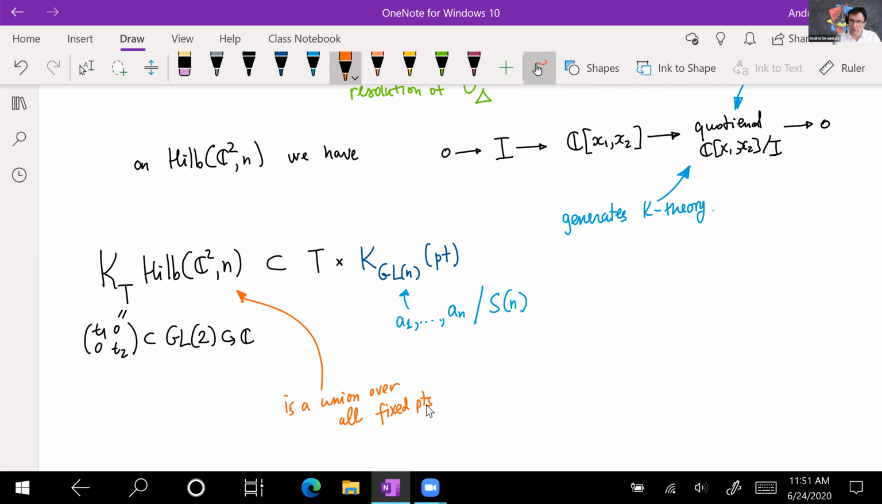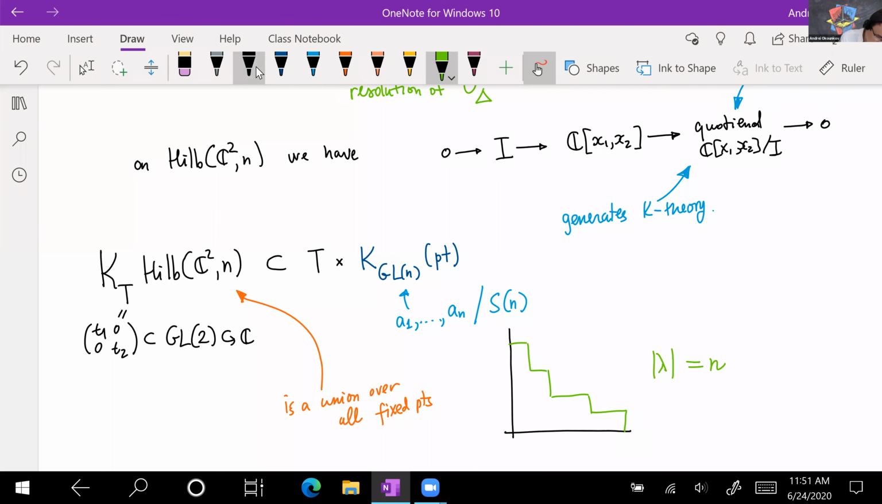And so now you need to know what are the fixed points of my torus on the Hilbert scheme. And we've seen some elements of that at the very beginning of the lecture. This corresponds to partitions lambda of size n. And now, how is my torus acting on the fiber of the tautological bundle? Well, we've seen this picture before. It's the quotient by this ideal.